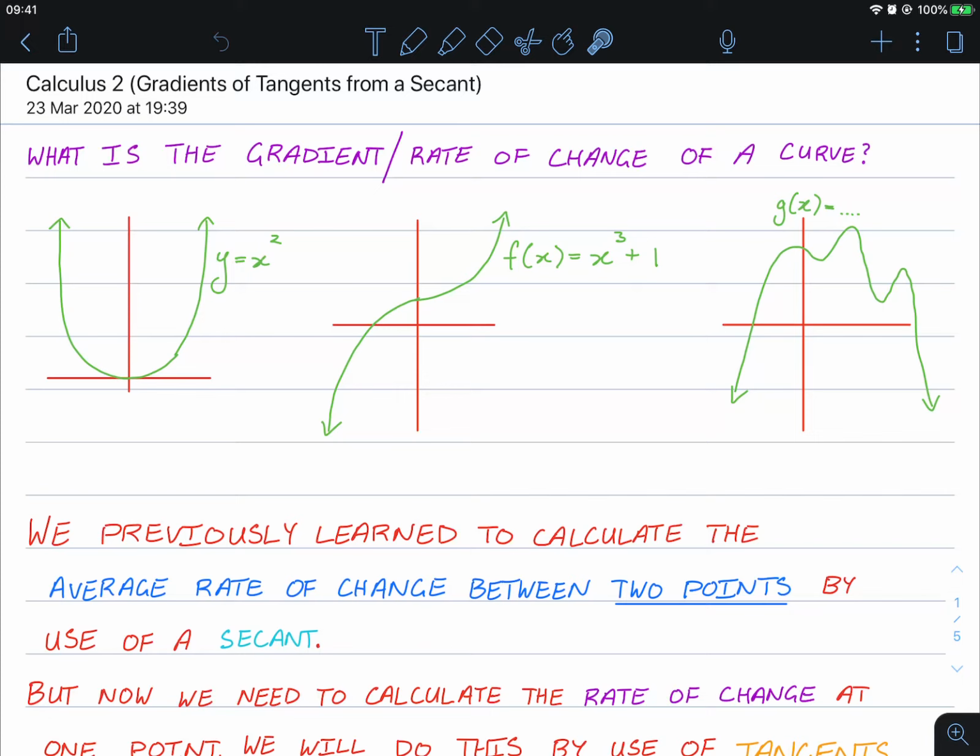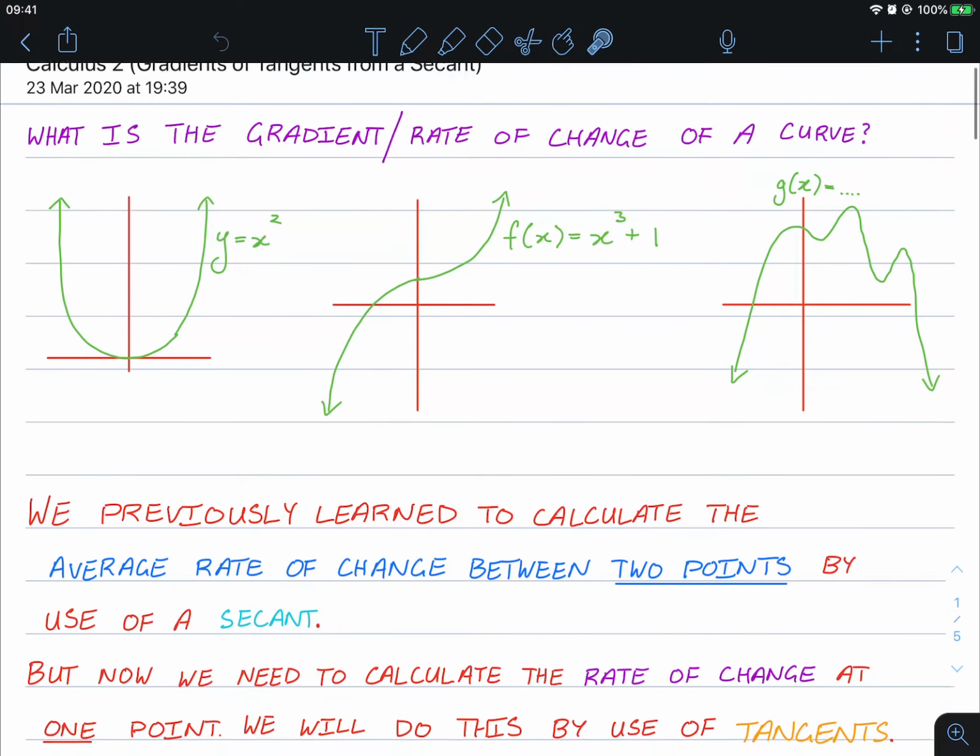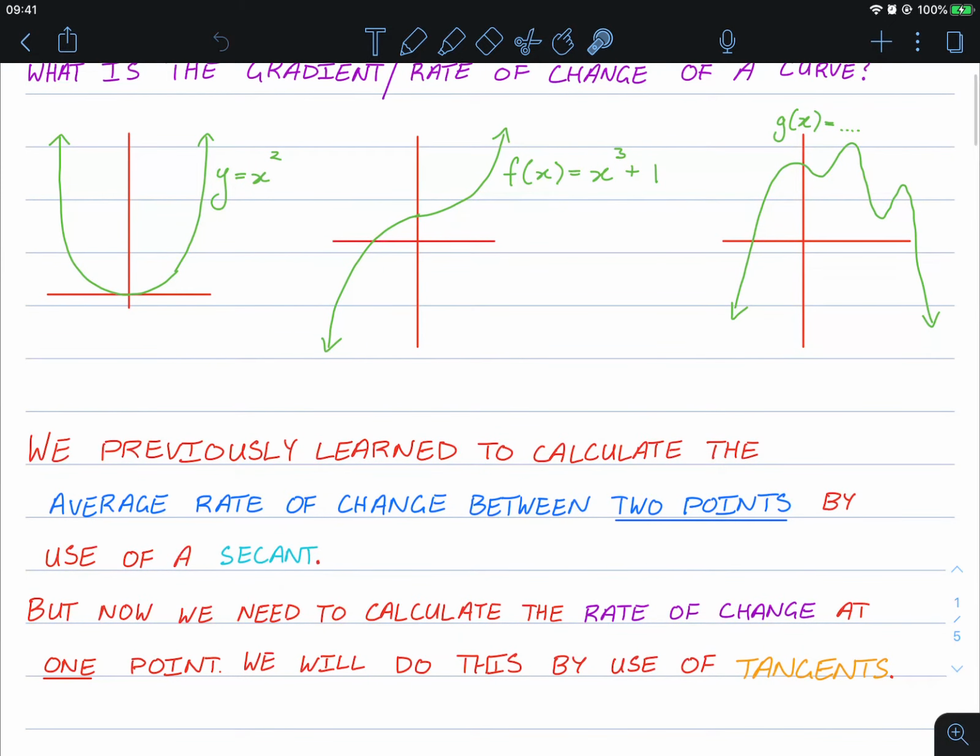So the main question that we're looking to answer is, what is the gradient or the rate of change of a curve? We previously learned to calculate the average rate of change between two points by use of a secant, and we did that by drawing a line, finding those two intercepts, and finding that gradient. But now we want to calculate the rates of change, not the average rate of change, the rates of change at one point. We will do this by use of tangents.